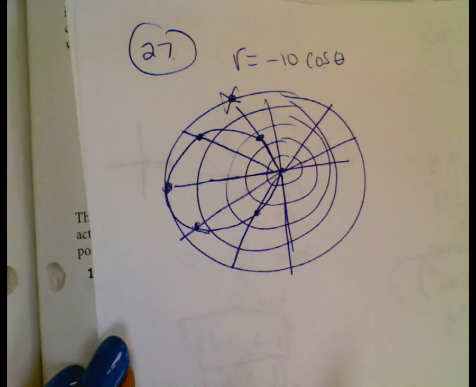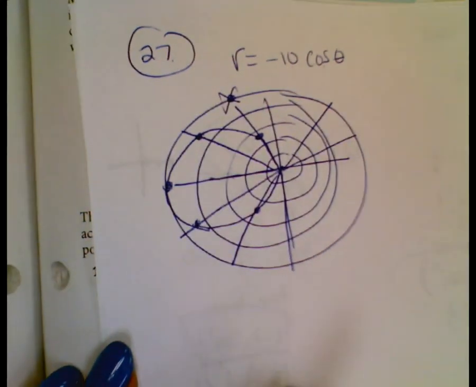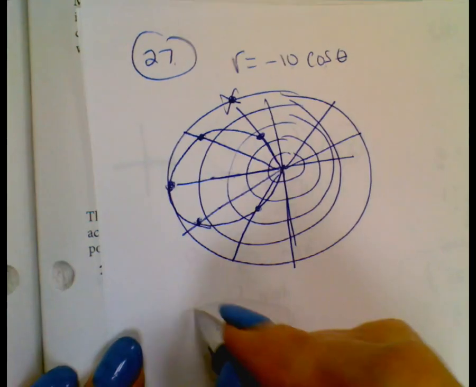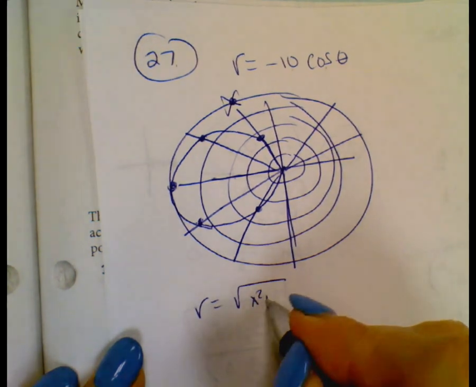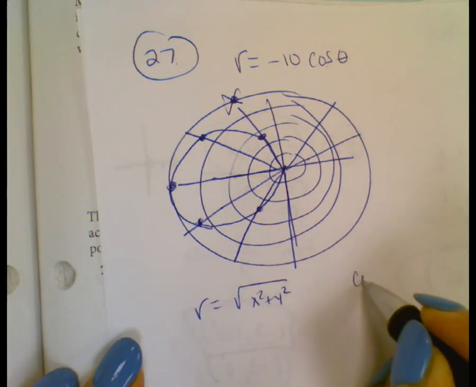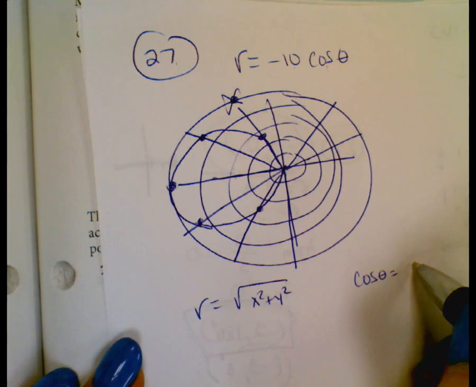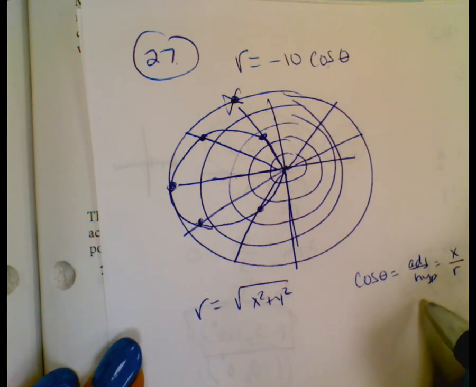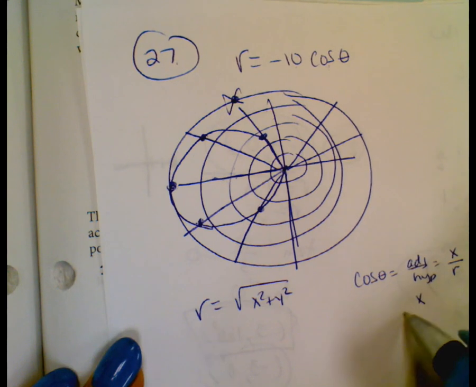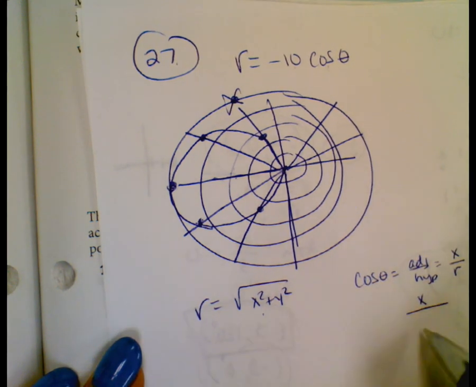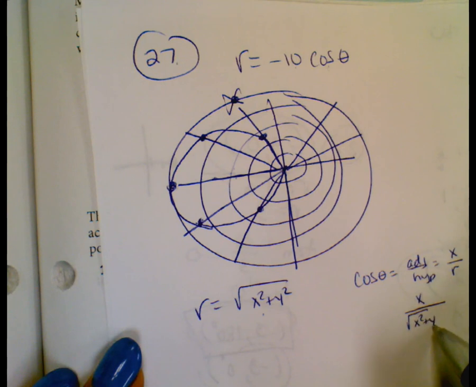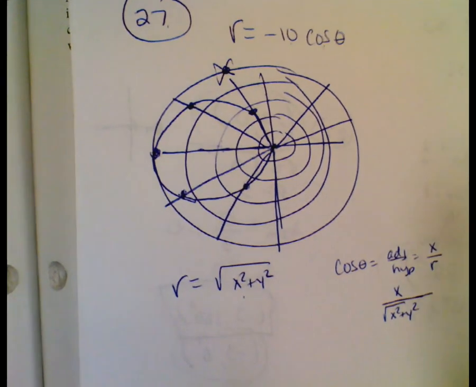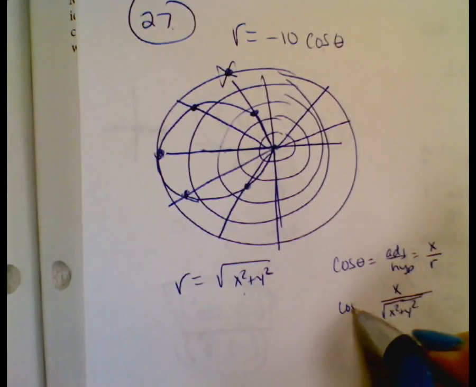So you could just do it. Let's just do it the hard way. So you have to know that r is equal to the square root of x squared plus y squared. And you have to know that cosine is equal to adjacent over hypotenuse, which the adjacent side is always the x and the hypotenuse is always the r. So x is x, but r we know is right here, the square root of x squared plus y squared. So this is what cosine theta is equal to.